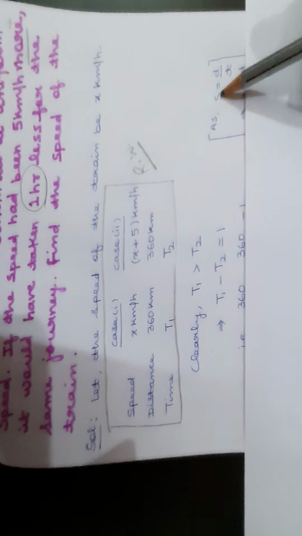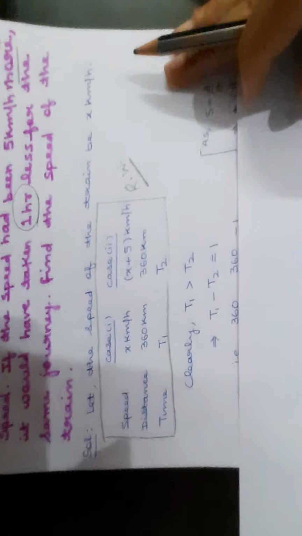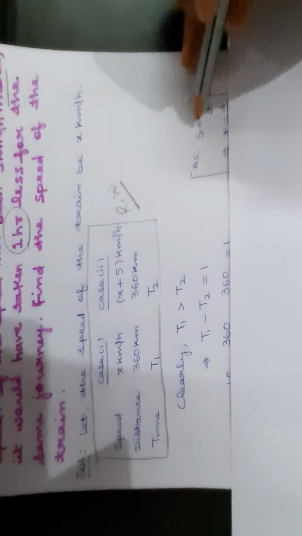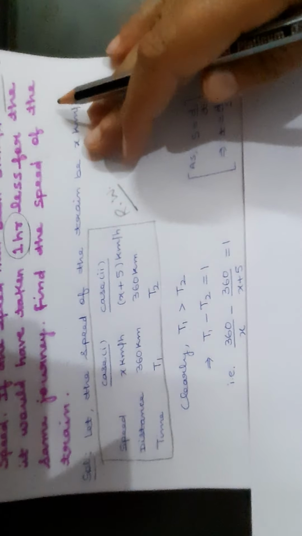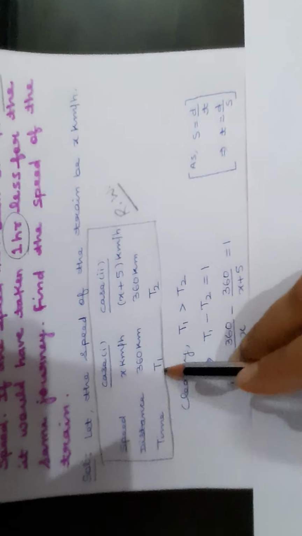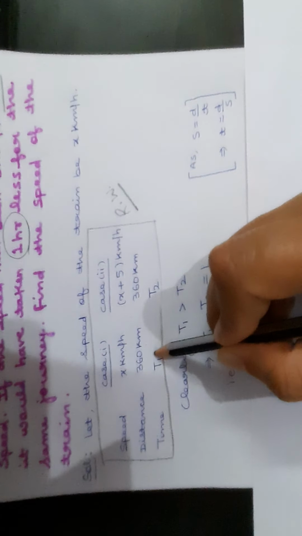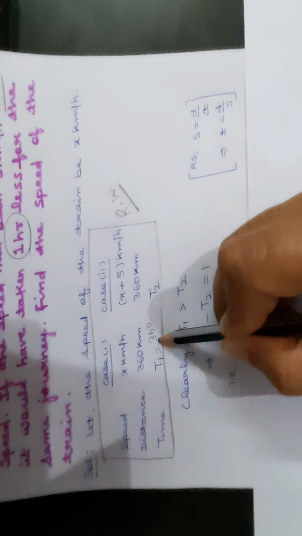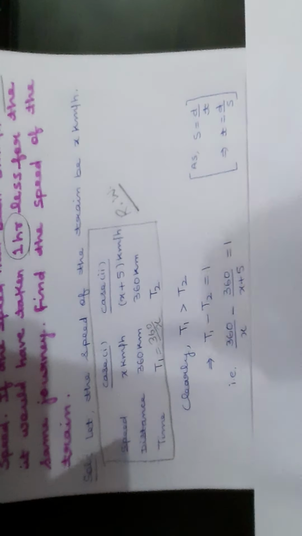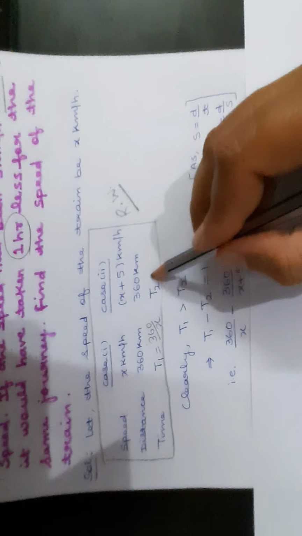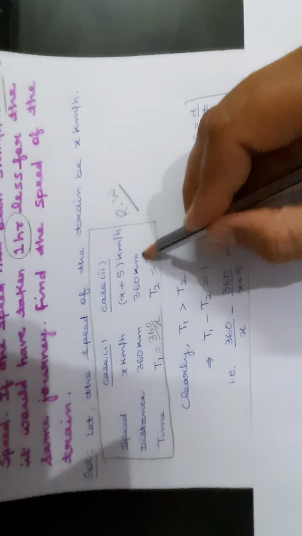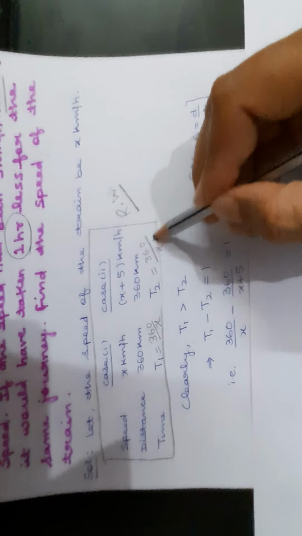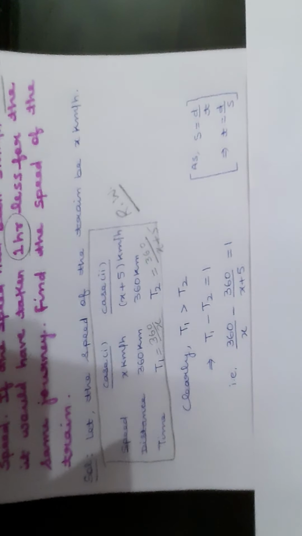And as we know, speed is distance upon time. So time will be distance upon speed. So here time is t1. As time is distance upon speed, the distance in this case is 360, speed is x. Time in this case is again distance upon speed, which is 360 upon x plus 5. So I have put the values.